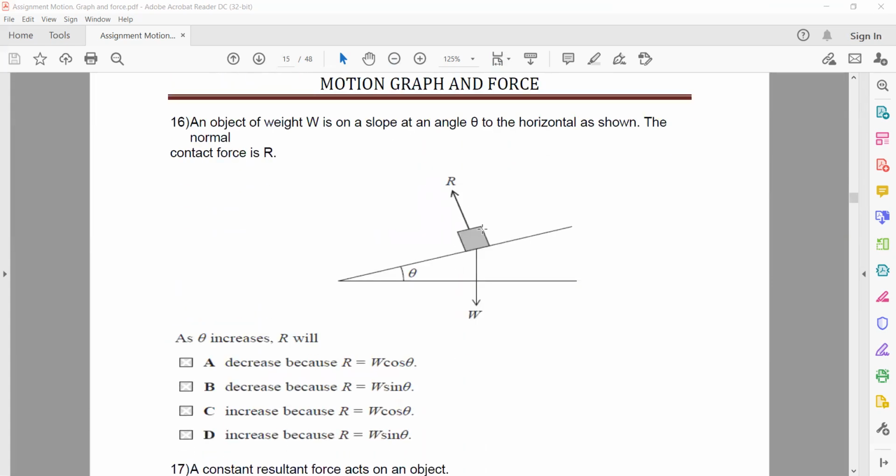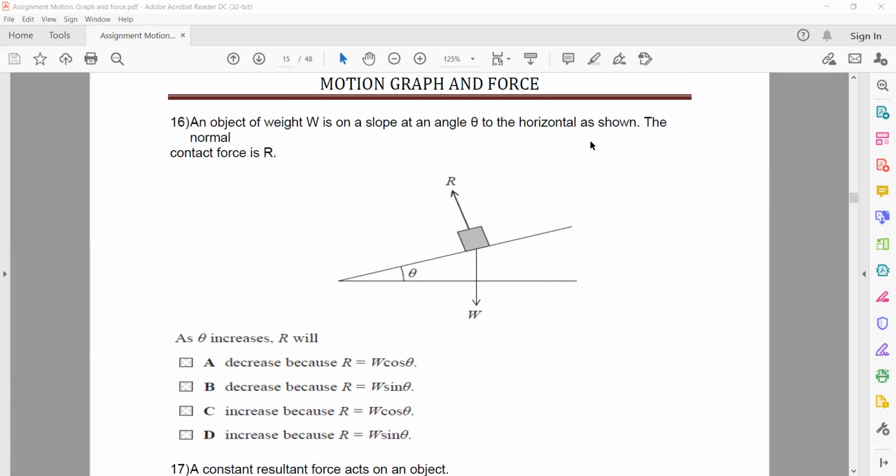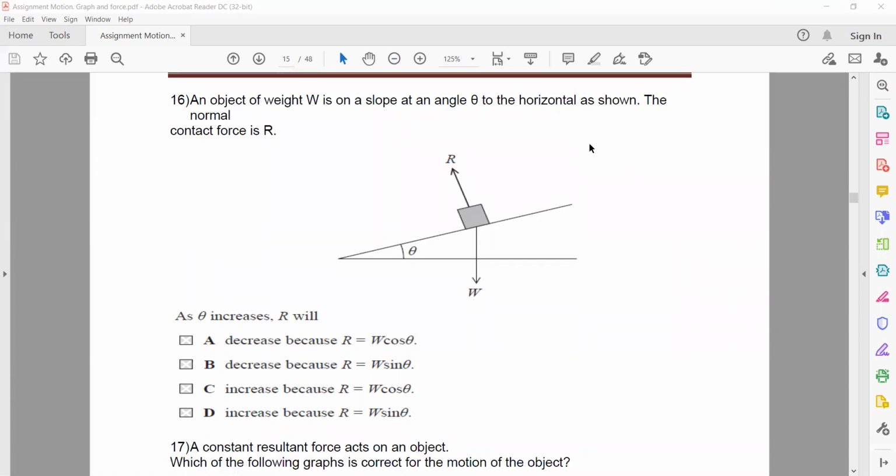In question 16, an object of weight W is on a slope at an angle theta to the horizontal. The normal contact force is R. As theta increases, what will happen to the value of R?